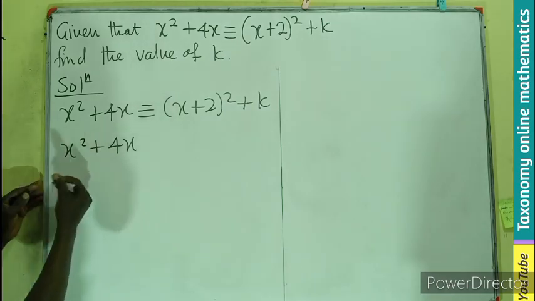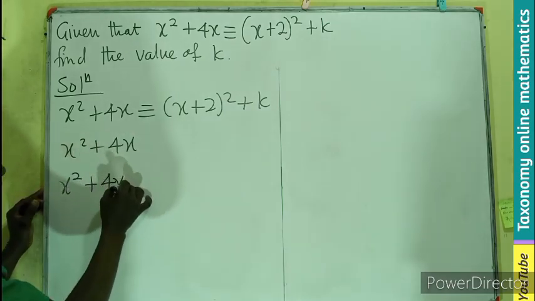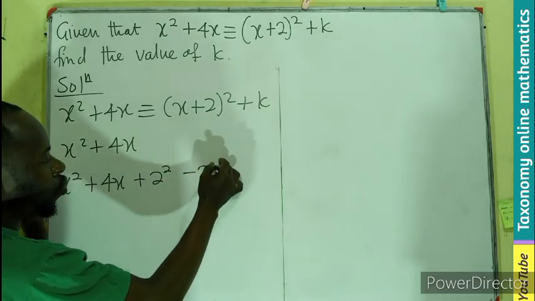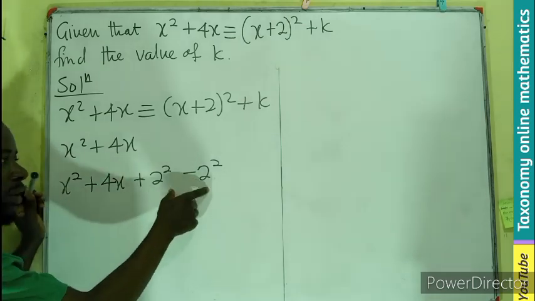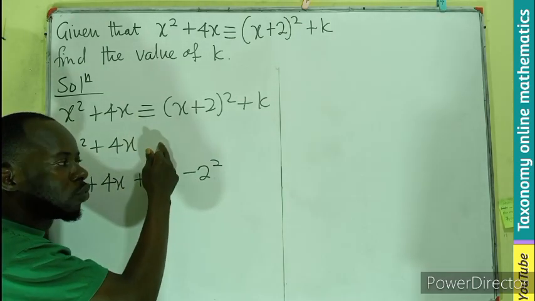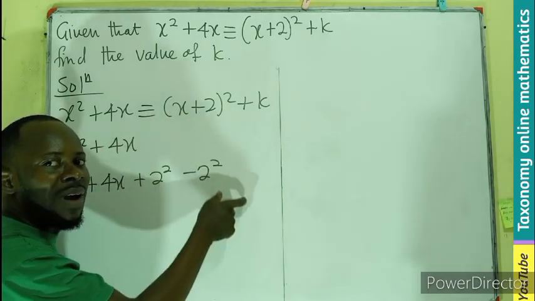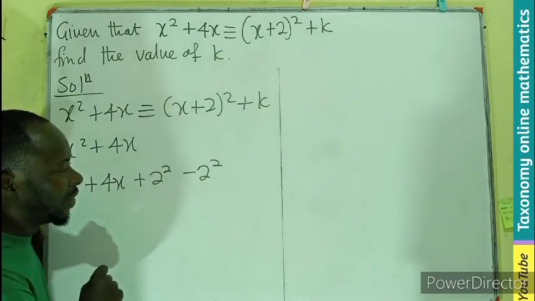So meaning I'll be having here x squared plus 4x plus 2 squared minus 2 squared. Why am I subtracting? 2 squared minus 2 squared gives you 0. So we have this. If we were to have equals to, then I'll be adding the 2 squared to the left, to the right, so that when I bring them, it will still become a subtraction like this.